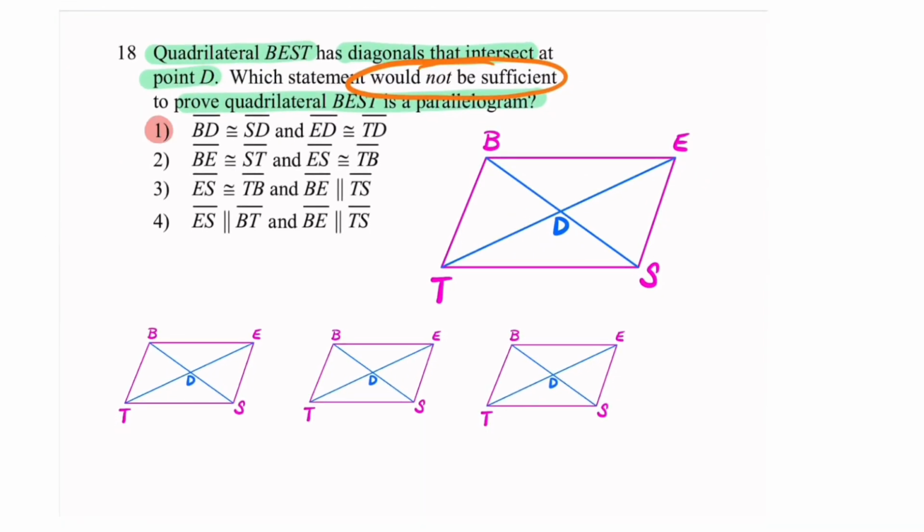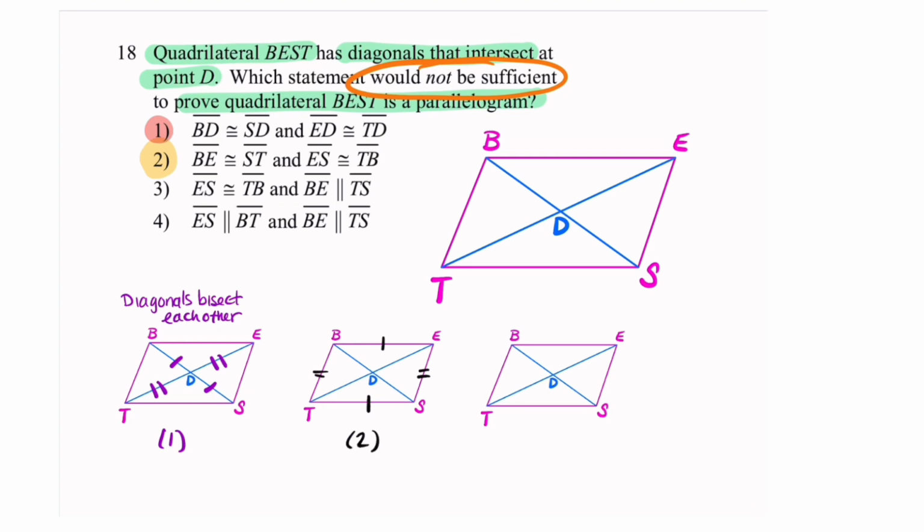Okay, so let's take a look at choice 1 and mark that on one of our diagrams here. So BD is congruent to SD, okay? ED is congruent to TD. That's basically saying that the diagonals bisect each other. And that is a property that could show that this quadrilateral is a parallelogram. We're looking for what won't work.